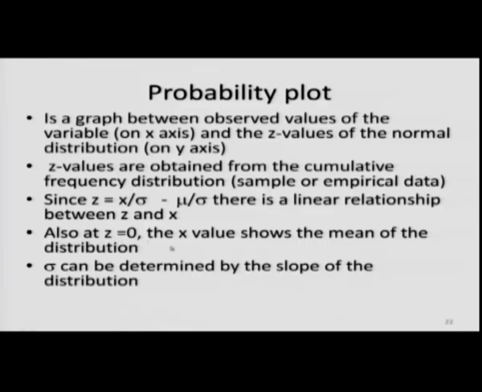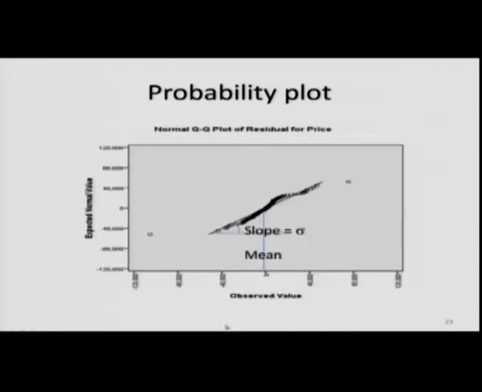Also, at z equal to 0, the x value shows the mean of the distribution. From this graph, you can also find out the mean and the standard deviation of the distribution. Mean is found at z equal to 0, and sigma is determined by the slope of the line. This is the probability plot.